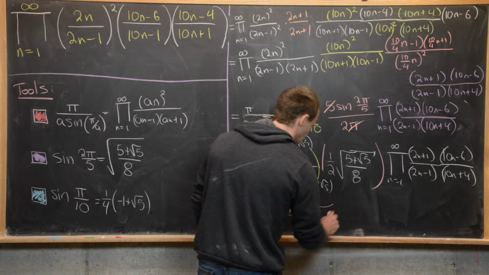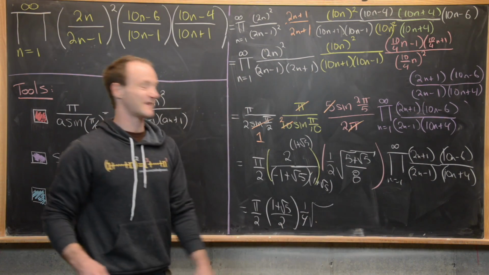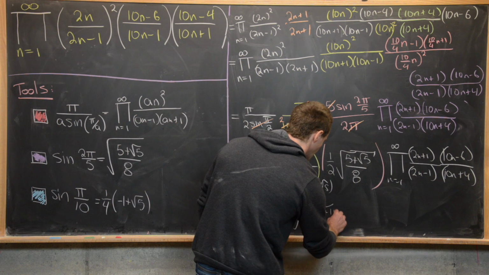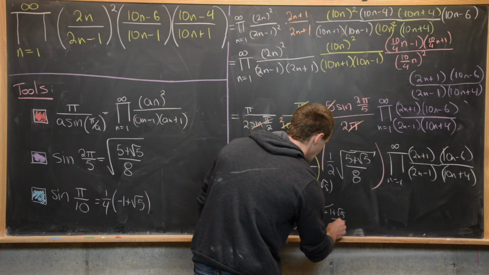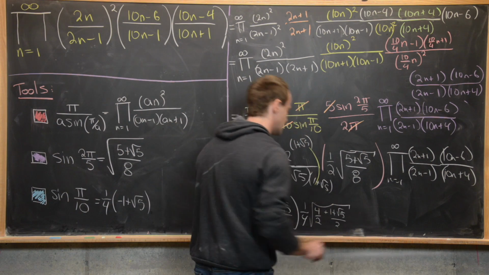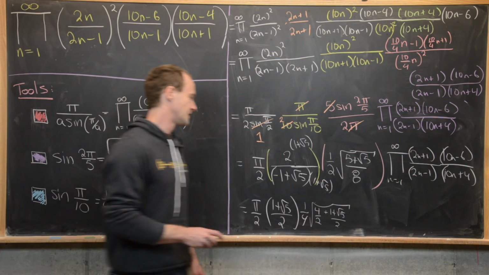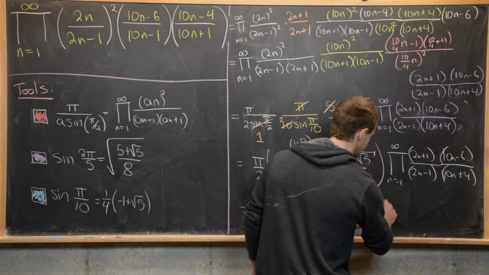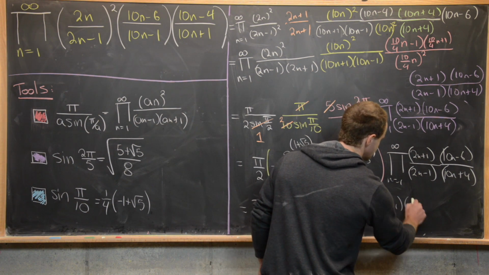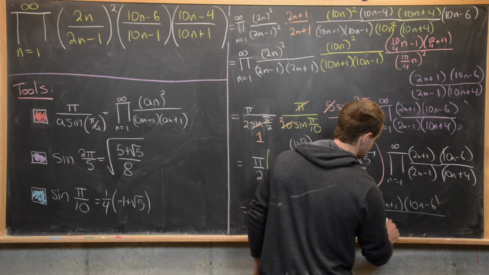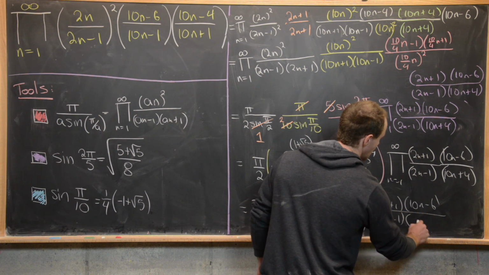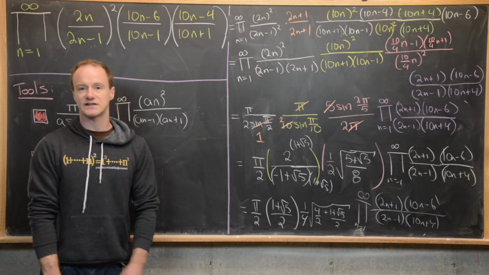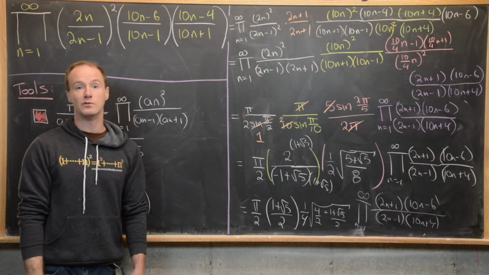And now I'm going to have the square root of, I'm going to replace this 5 with a 4 plus 1. So we have 4 plus 1 plus root 5. And now each of those are over 2. So I've got something like that. And then next, I'll just rewrite this product. So we have the product as n goes from 1 to infinity, 2n plus 1 times 10n minus 6 over 2n minus 1 and then 10n plus 4. Great. Now maybe that's a good place to stop this board. I'll bring that to the top and we'll move on to the next step.